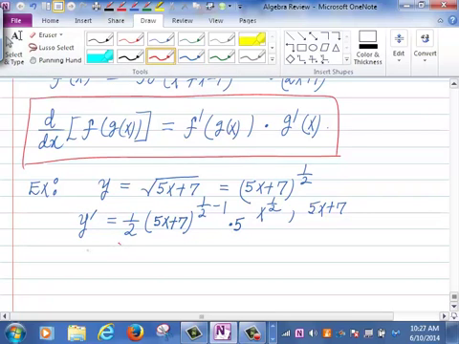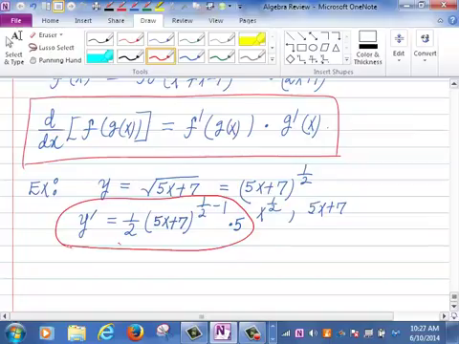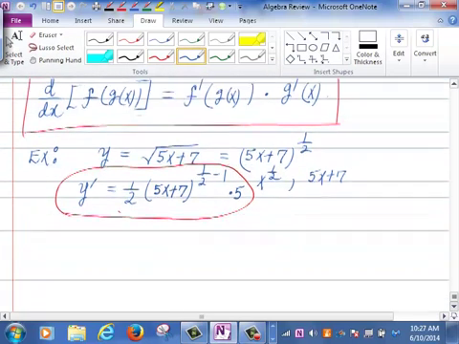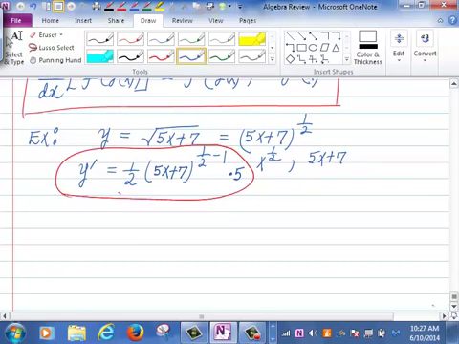My answer is right here. You could simplify this a little bit by writing exponent negative half and then write half times 5 as 5 over 2. Is everybody doing okay with that example? Okay, so let's look at another one.